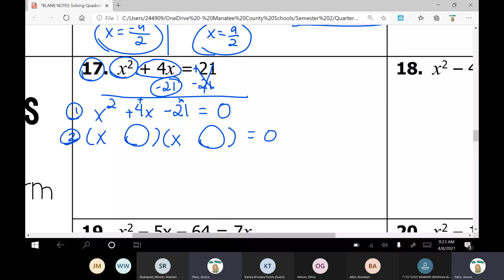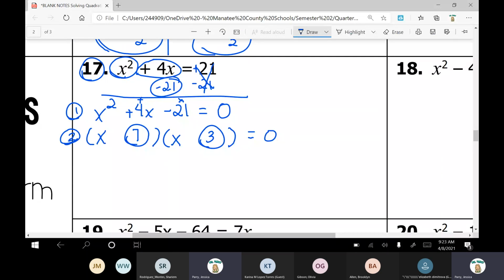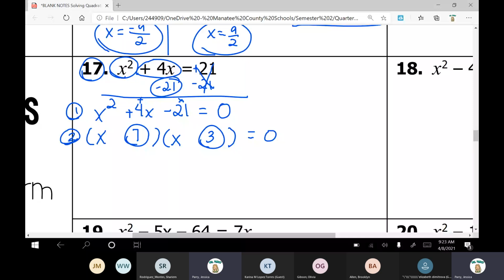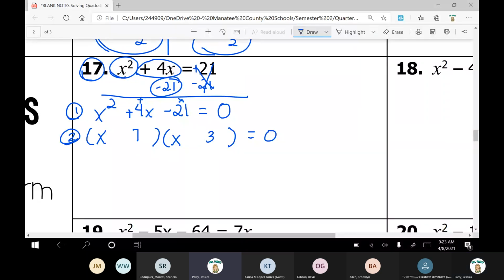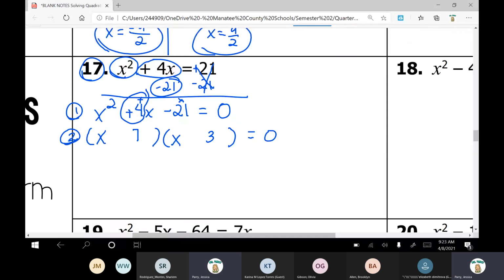So I don't think we have many options for multiplying to 21, but I do know that 7 times 3 is 21. That's probably the first one that popped into all of your brains. Okay, so we've got a negative 21. One of them needs to be positive, one of them needs to be negative. A little trick here is you can see that the 4 is positive. So that means between these 2 numbers, the 7 and the 3, the bigger number needs to be positive and the smaller number needs to be negative.